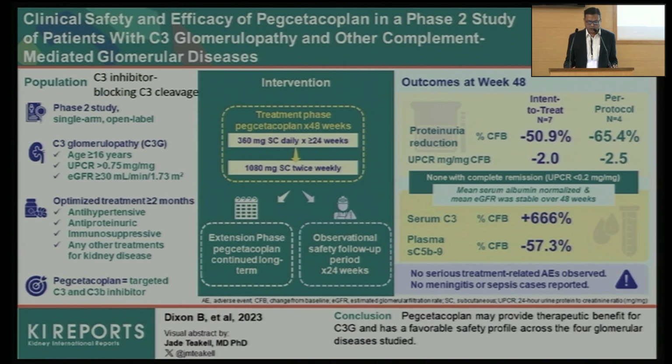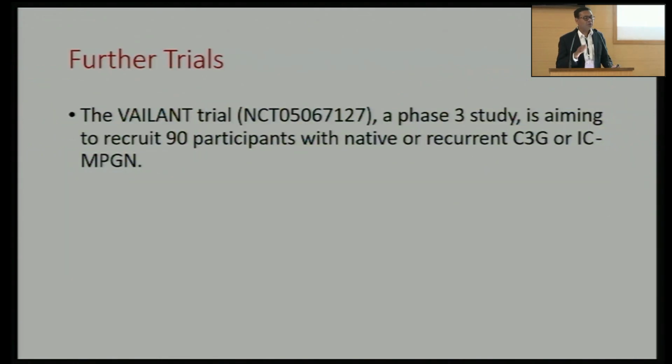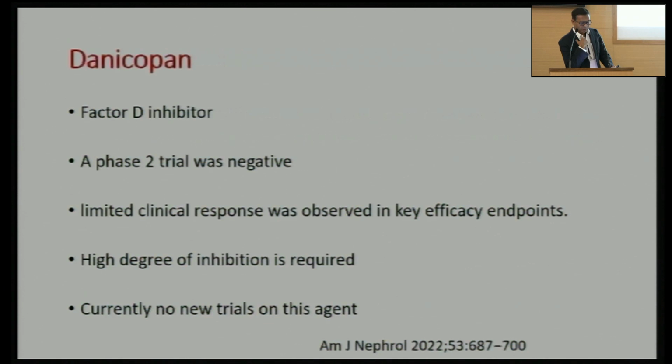They found, in the intention-to-treat analysis, 50% proteinuria reduction at 1 year, and there was an increase in serum C3 and plasma C5b9 levels, and a decrease in plasma C5b levels with this drug. So it is a good, encouraging result, and now a phase 3 study is going on, the Valiant study, to recruit 90 participants. Second is Danicopan, which is a factor D inhibitor.